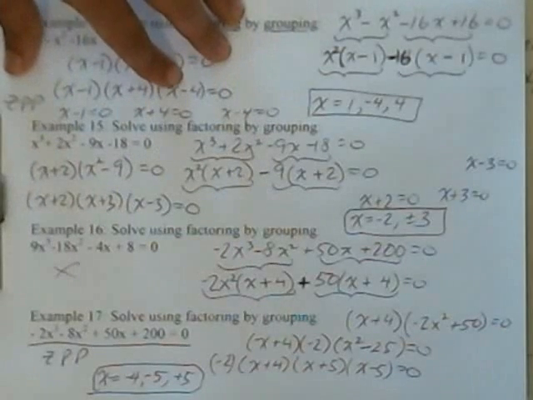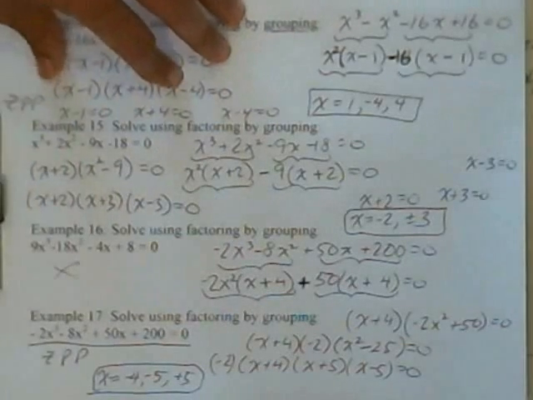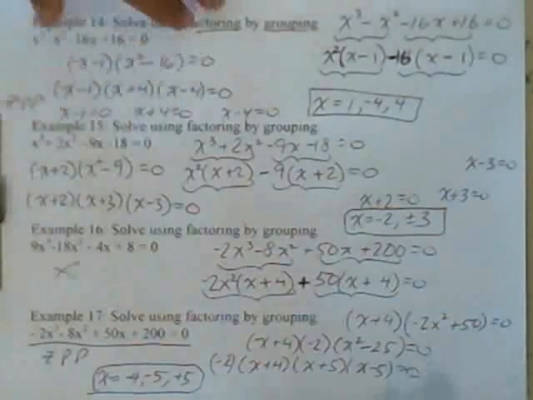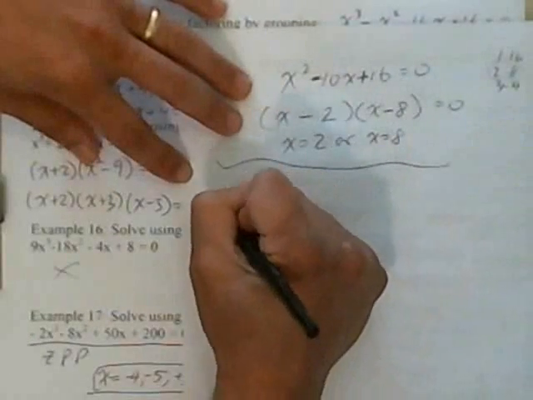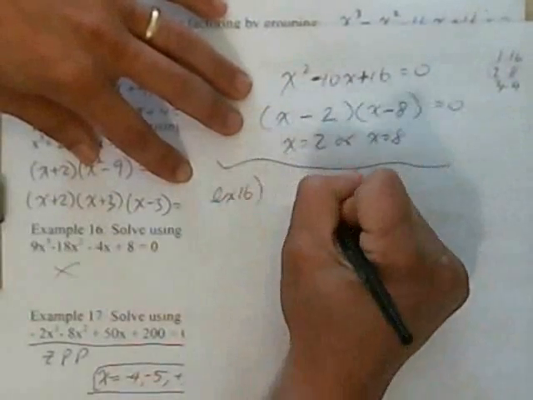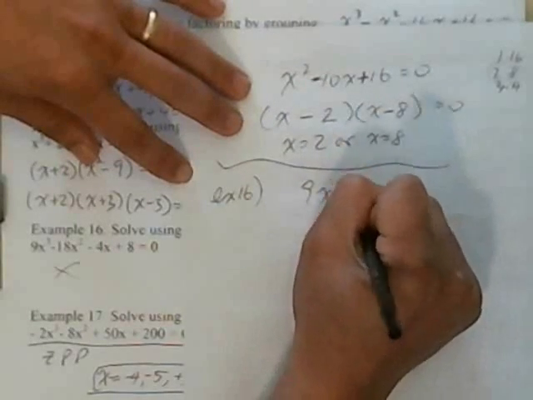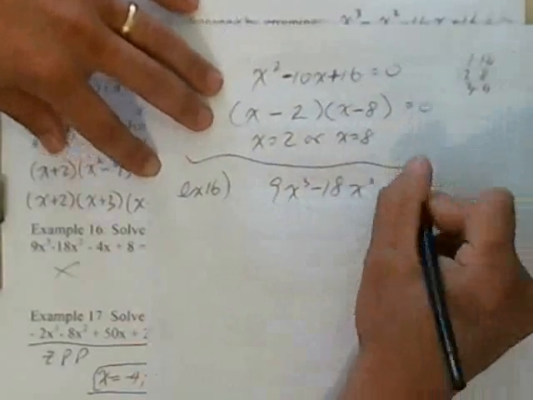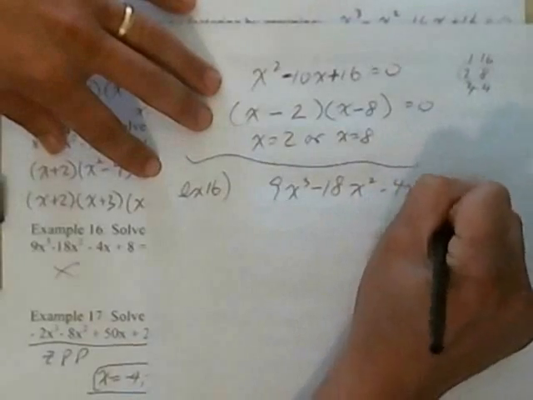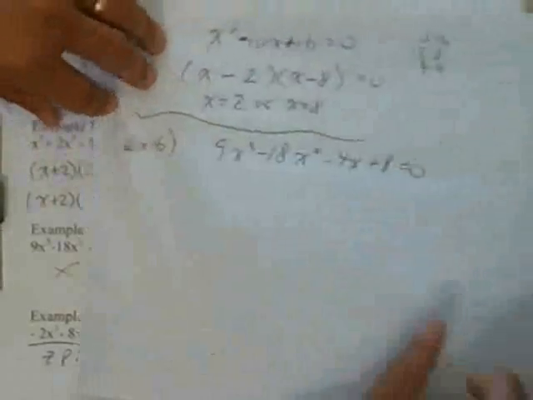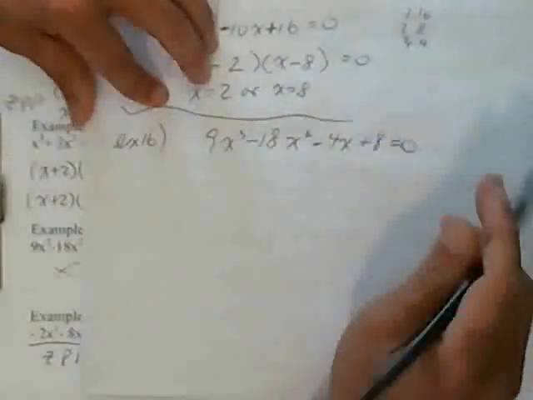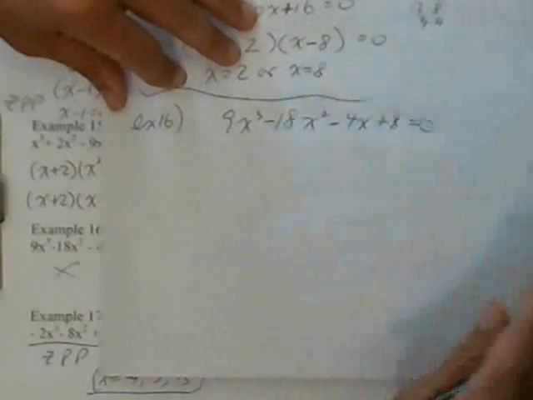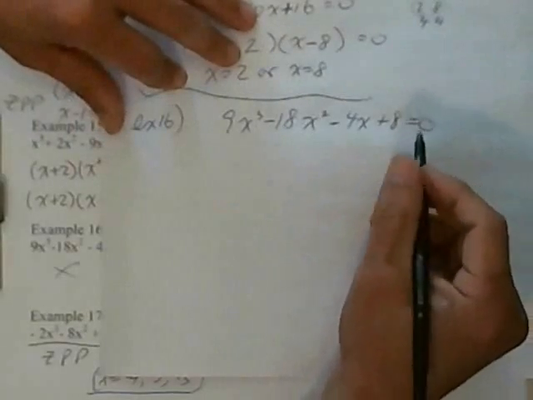I have a little bit of time, so I'm actually going to do example number 16 on a different piece of paper. So let's rewrite the problem out. Example 16. So you have 9x cubed minus 18x squared minus 4x plus 8 equals 0. Excuse me. We're going to factor by grouping again. Same process every single time, so it's like a cookie cutter style.